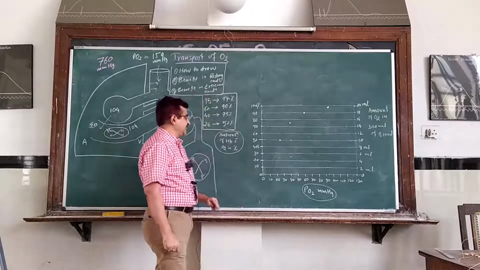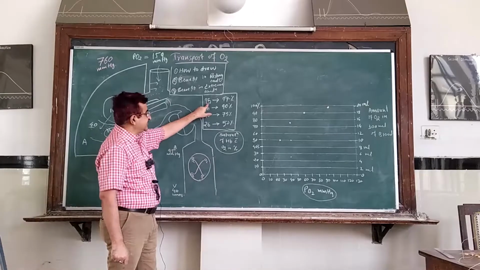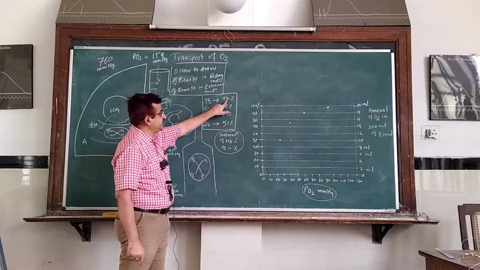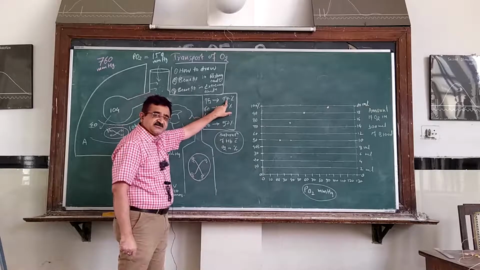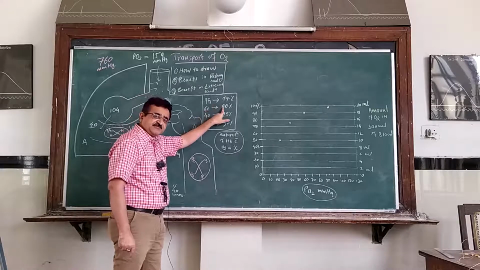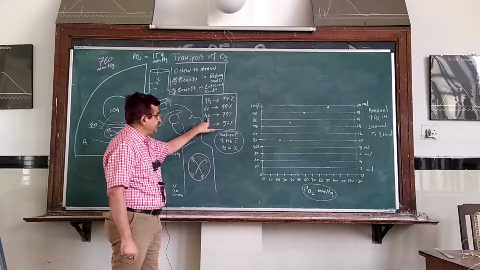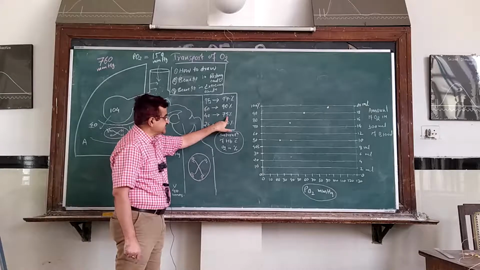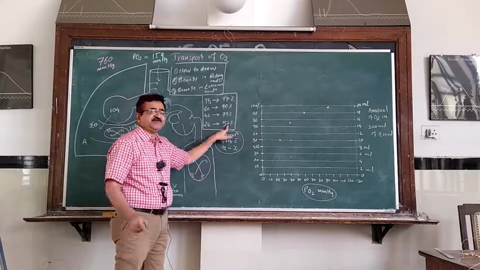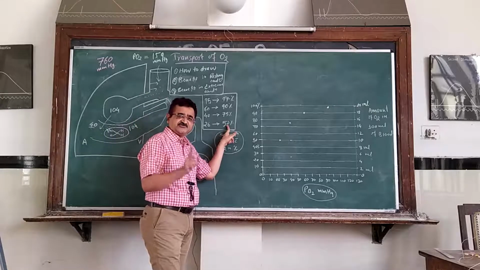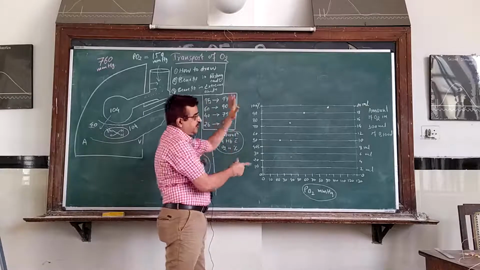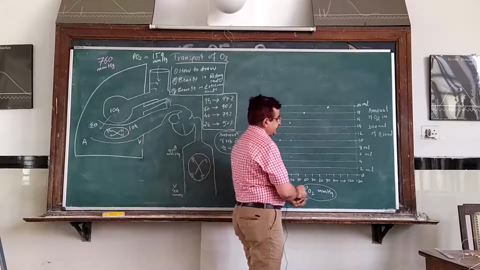And what are they? The first reference value is that at a partial pressure of 95 millimeter of mercury, hemoglobin is 97% saturated. At 60 millimeter of mercury, it is 90% saturated. At 40 millimeter of mercury, it is 75% saturated, and at 26 millimeter of mercury, the hemoglobin is 50% saturated with oxygen.